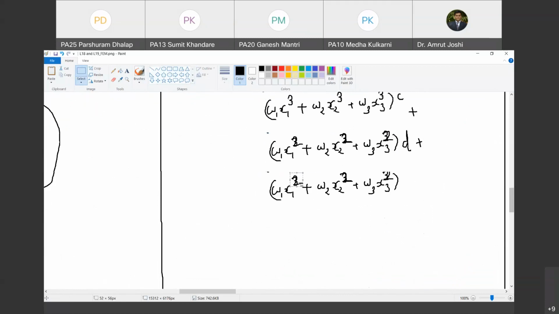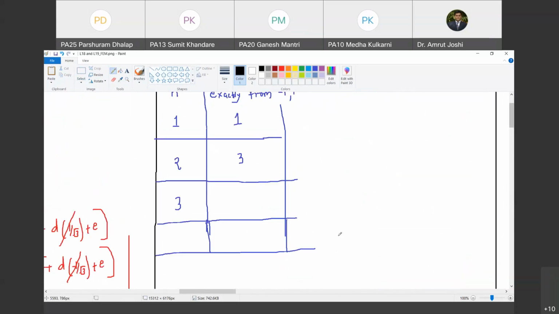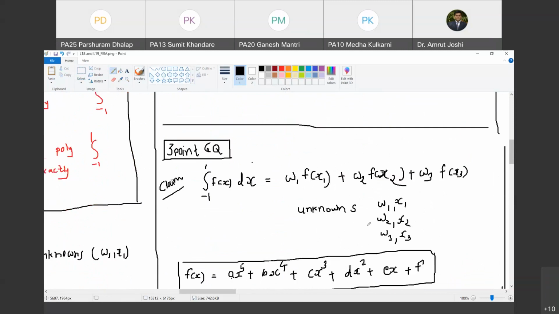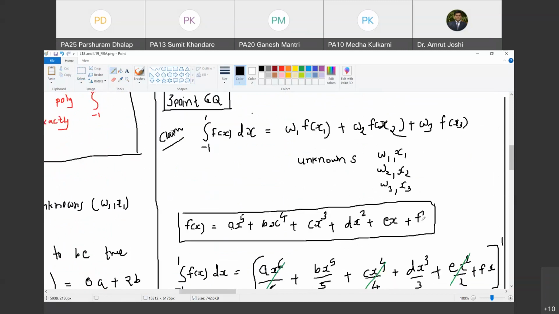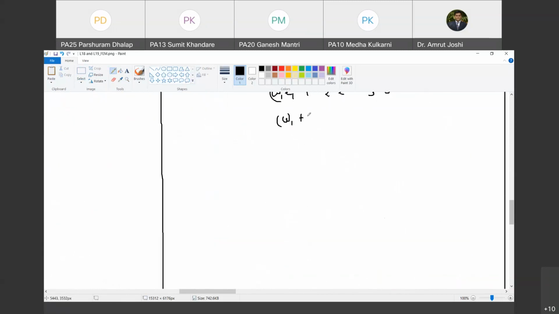Just a minute. Delete this, times E. और F के लिए क्या करना पड़ेगा? F के लिए it is going to be W1 plus W2 plus W3. Do you agree with me? Yes, sir. F common रहेगा बाहर and it will be W1 plus W2 plus W3. Happy? Yes, sir.